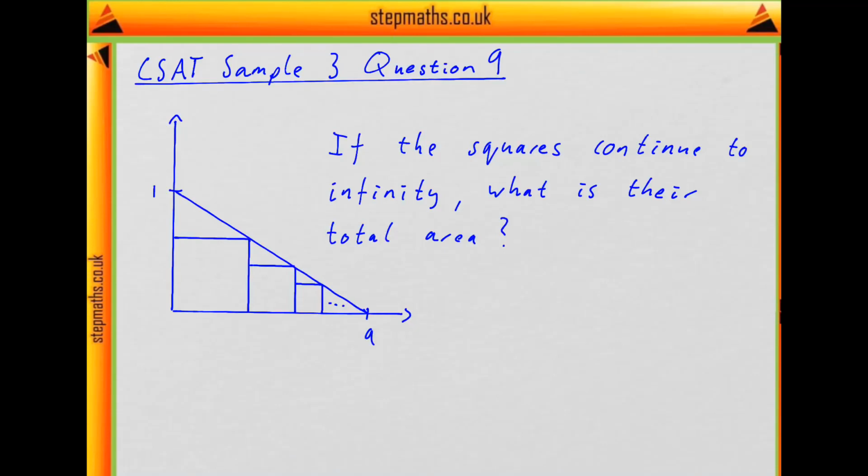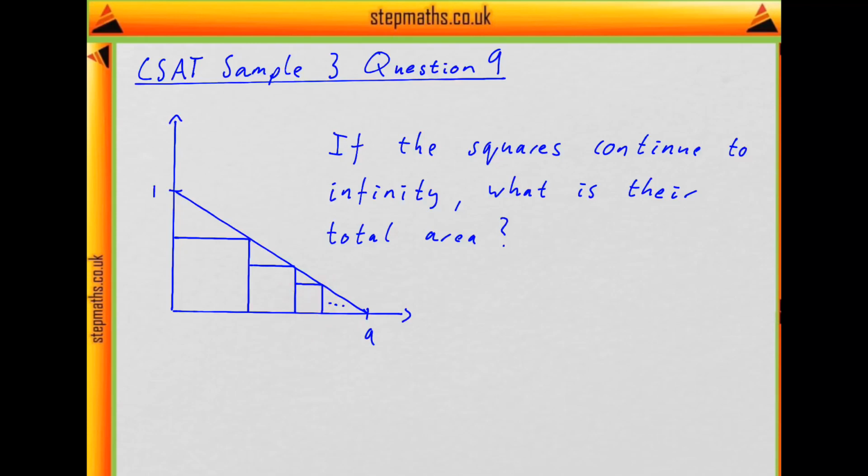This is question 9 from the third CSAT sample paper. In this question, we're given a picture of a straight line joining 1 on the y-axis to A on the x-axis. And there's a bunch of squares drawn underneath, each one resting on the axes or on the previous square and touching the line at the corner, so they all lie underneath like this.